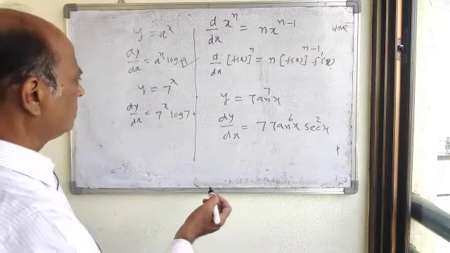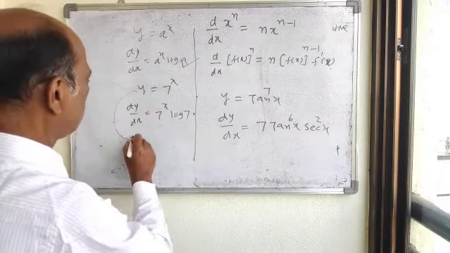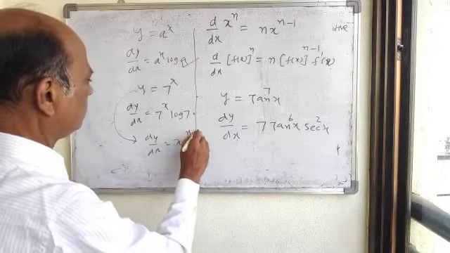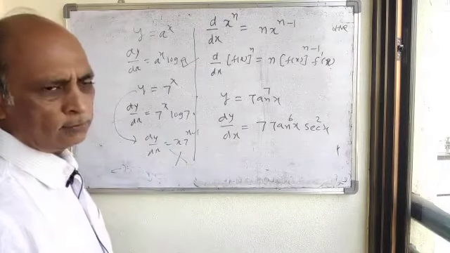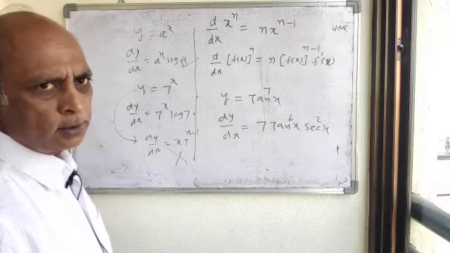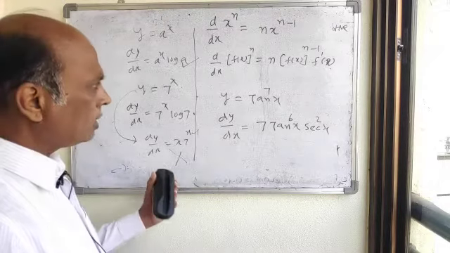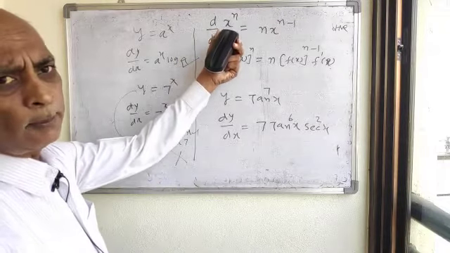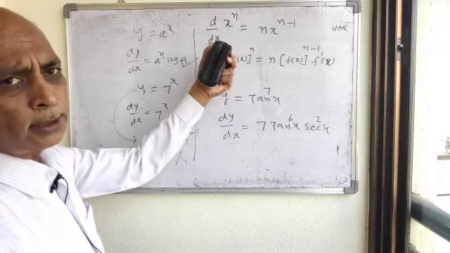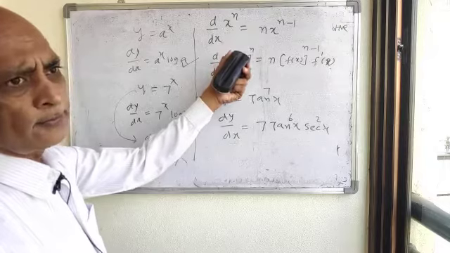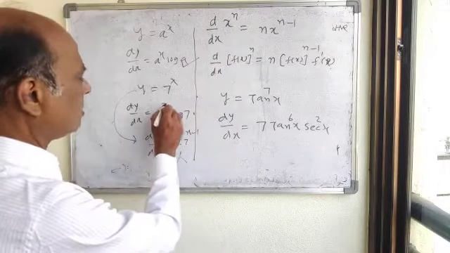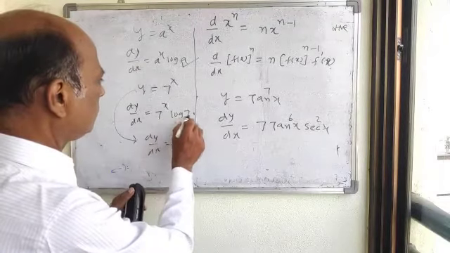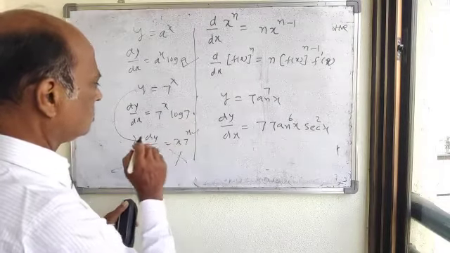Most of the students use this formula as dy by dx is equal to x times 7 to the power x minus 1. This is totally wrong. Don't confuse with this. When do we have to use this formula? When base is variable and power is constant, then and only then you can use this formula. And here base is constant, power is variable. So in this case, you have to use this formula, that is 7 to the power x log 7. And here, x to the power 7.